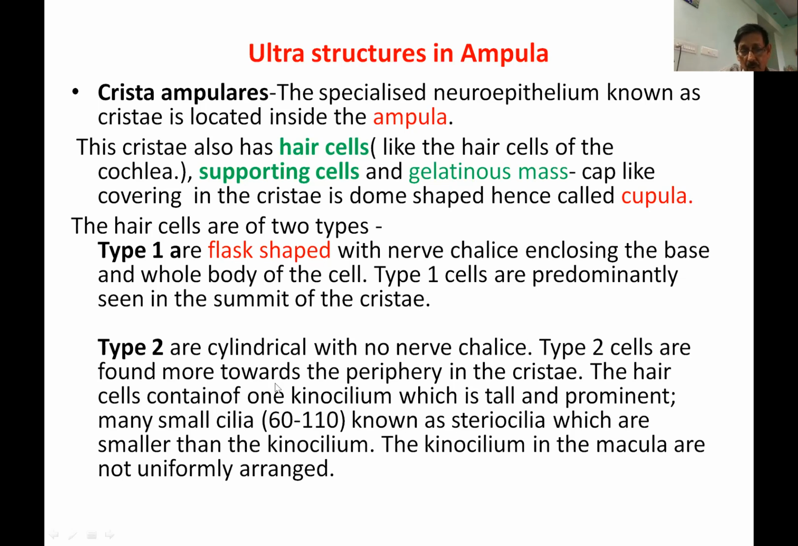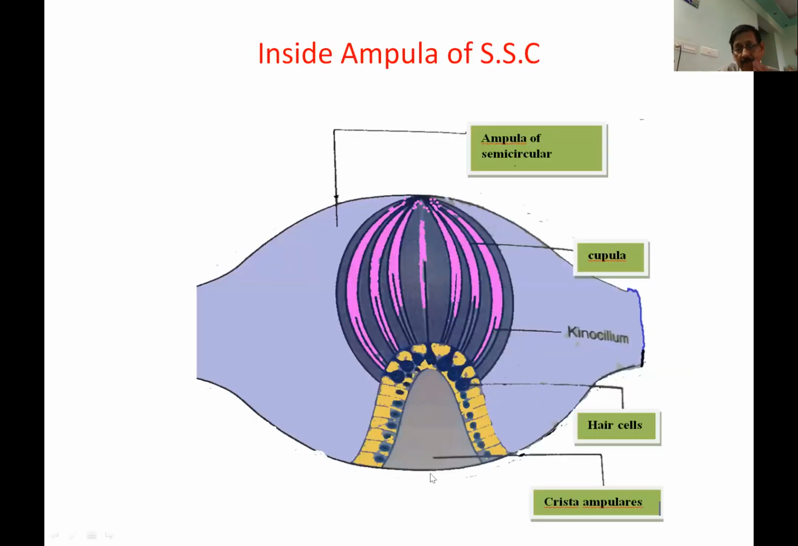Type 2 cells are found more towards the periphery of the crista. The hair cells contain one kinocilium which is taller and prominent. So movement of this kinocilium by the fluid movement leads to depolarization or hyperpolarization depending on the direction of the fluid. This is the ampullary end inside the bony ampulla. This is the crista, the cell arrangement in the crista ampullaris.